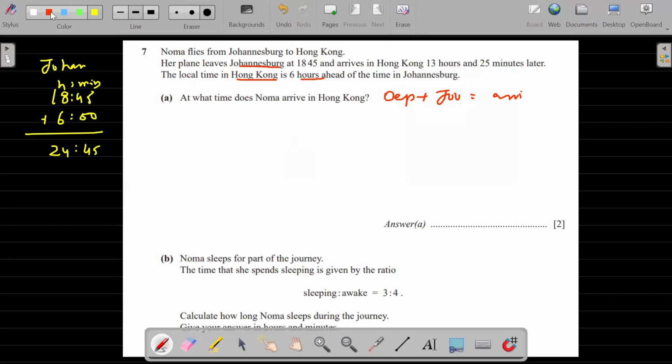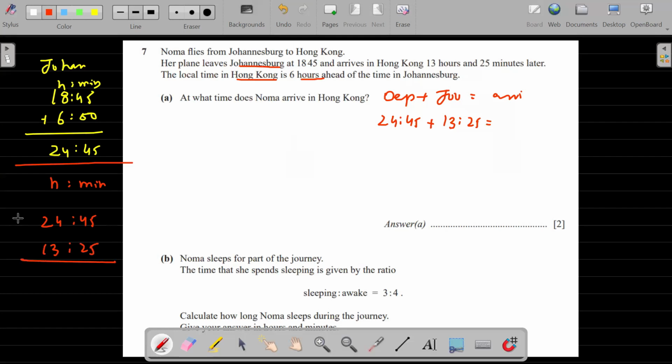So I can say the departure time in Hong Kong is 24:45, plus the journey taken, 13:25. We are going to calculate the arrival time now. I'm going to do this again because I need more space over here. I'm going to add them up. This is my hour section, this is my minute section: 24:45 and here 13:25.